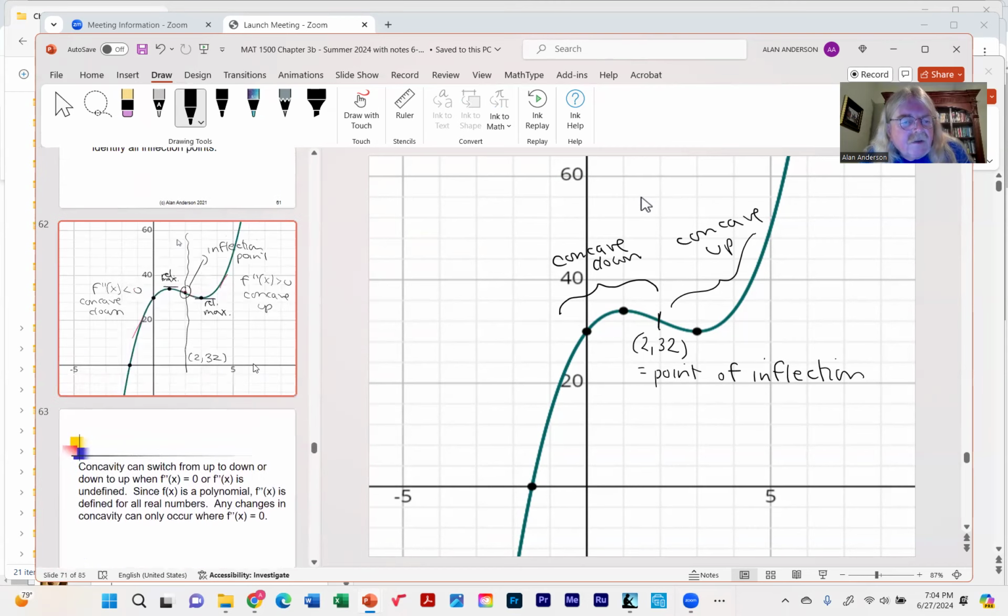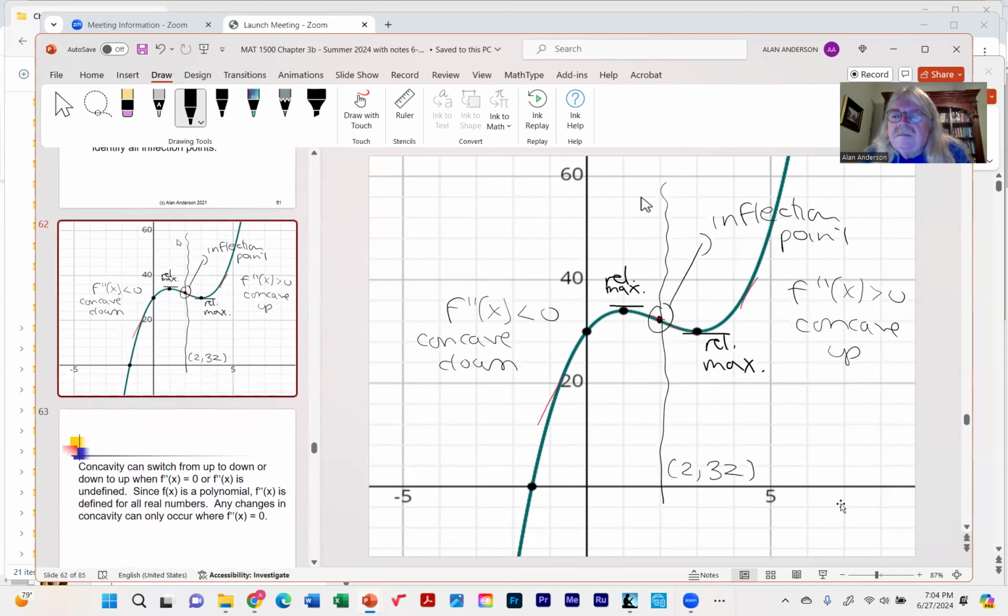Go back to one of the earlier graphs for a second. Yes, in other words, we can figure this out from this information, assuming that this is, of course, a critical point. We have to demonstrate that first. Then once we know that, we can test whether it's a relative maximum or minimum by looking at its concavity, or second derivative.